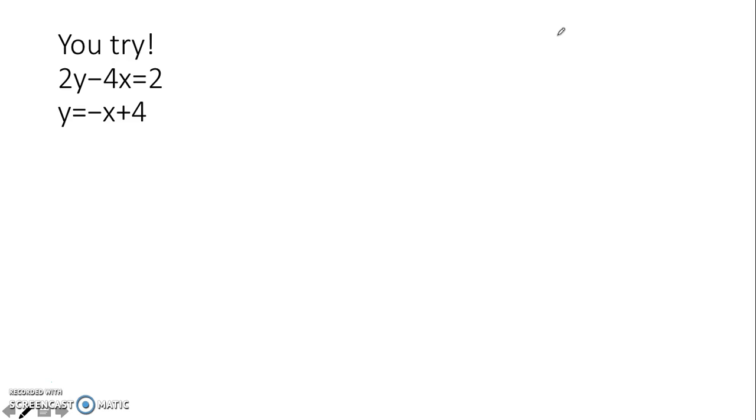So at this point, you try it. Okay, so find a variable that has a coefficient of 1, substitute the expression into the other equation, solve for x or for y, whichever one you choose. Okay, then substitute that answer into the equation to find the other value. Okay, so go ahead and try this.